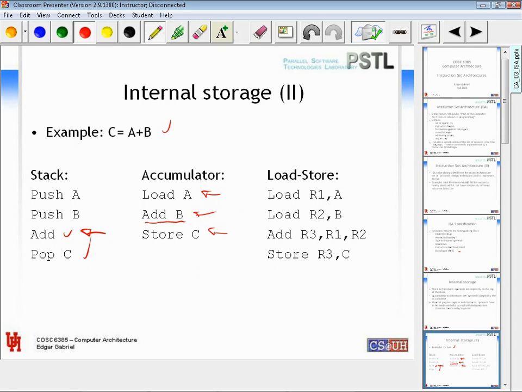The load-store architecture, or the general purpose register architecture, loads the elements first into registers. As an example, A is loaded into register R1, and B is loaded into register R2. You add up those elements by explicitly stating which registers should be used and into which register the result should be stored. The notation typically is that the first argument is the register which will contain the result. If you want to write the result from the register back into main memory, you have to use an explicit store instruction.